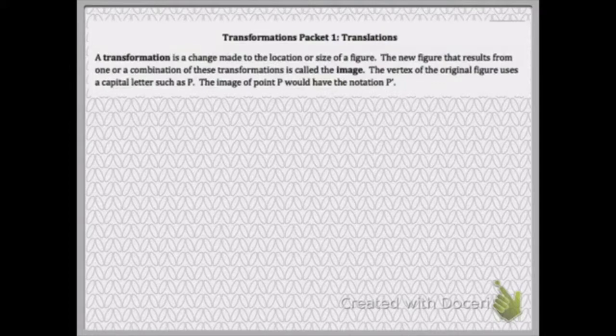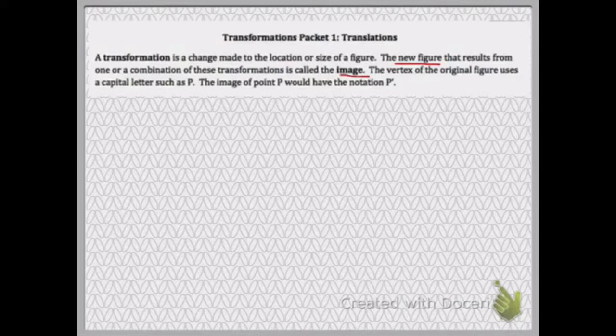A transformation is a change made to the location or the size of a figure. The new figure that results from one or a combination of transformations is called the image. So we can talk about the original, that's the original picture, and then the new figure is the image.